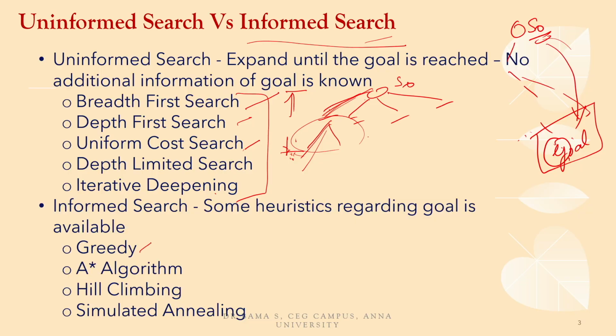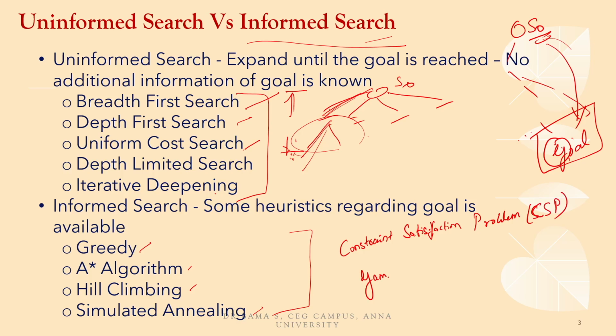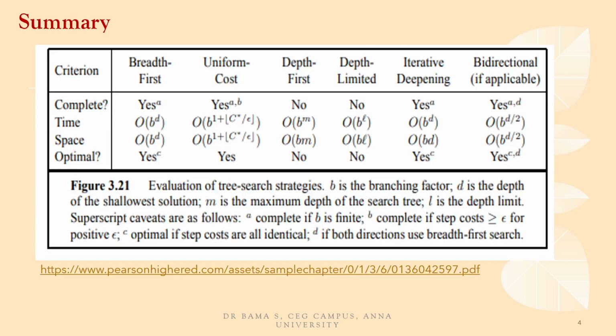So, these are the different uninformed techniques that we did, and at the informed level we went into greedy best first search, A star algorithm, hill climbing and simulated annealing. Apart from these searches, we also did something on the constraint satisfaction problem, abbreviated as CSP, and also on game search or adversarial search.